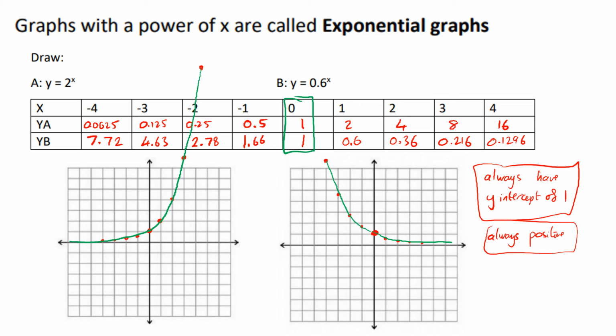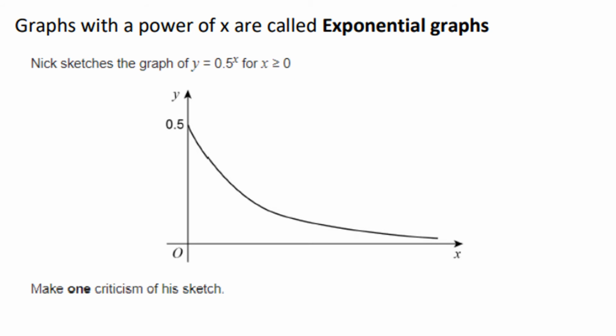Okay, so quite hard to find some exam questions for these, but this is what I found. Here we go. Here's Nick's terrible sketch of a graph of 0.5 to the power of x. Make one criticism of his sketch. And this is the fact, basically. It is always positive, but this should be 1. It should always go through the y-axis at 1, because 0.5 to the 0 would be 1.